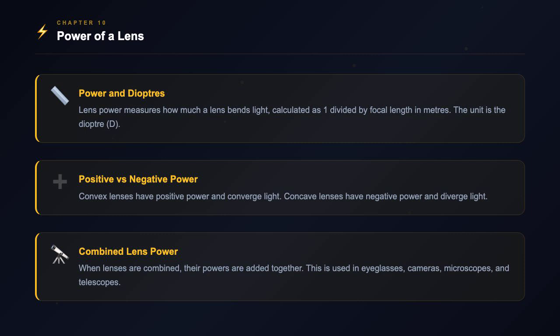When multiple lenses are combined, their powers are added together algebraically. This concept is used in eye exams, camera design, microscopes, and telescopes. It also helps engineers minimize optical defects in instruments. Lens power is crucial in various practical applications.